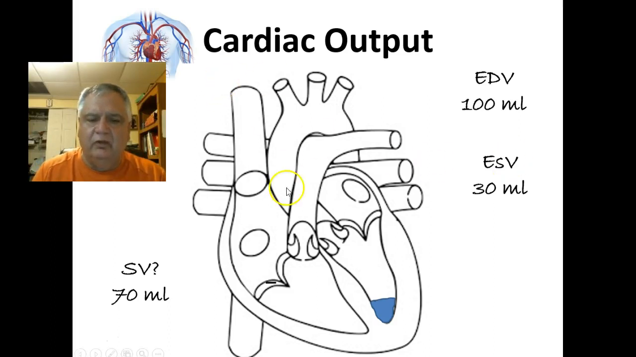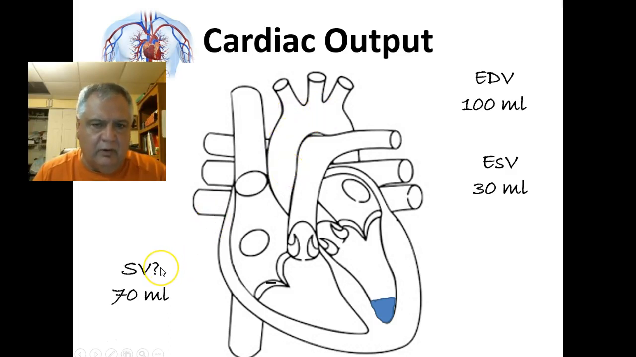70 milliliters of blood was ejected from that ventricle of the 100. 70 milliliters was ejected from the ventricle into the aorta. Now, by the way, when this ventricle relaxes and goes back into diastole, the blood's going to want to get pulled back down. Gravitational force is going to want to pull the blood back down toward the ventricle. That's when this valve will snap shut, and we'll hear that second sound and stop the blood from going back down into the ventricle. But we're focused on that 70 milliliters of blood that was ejected out.